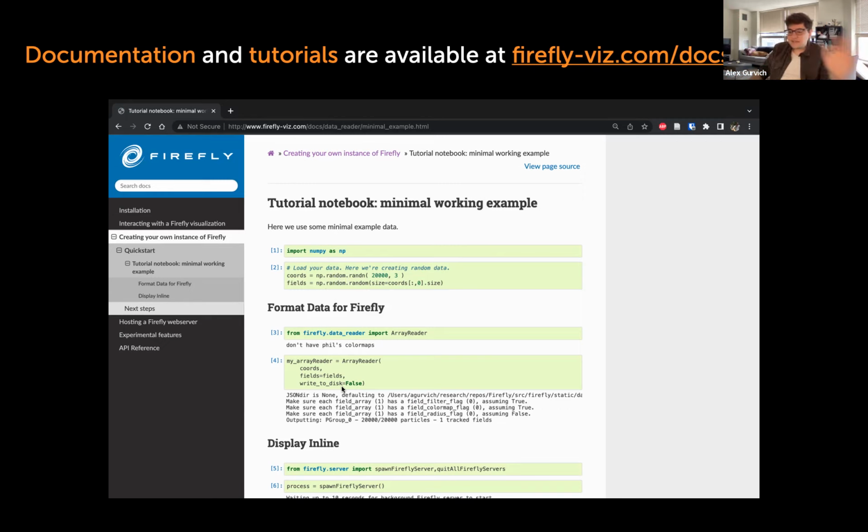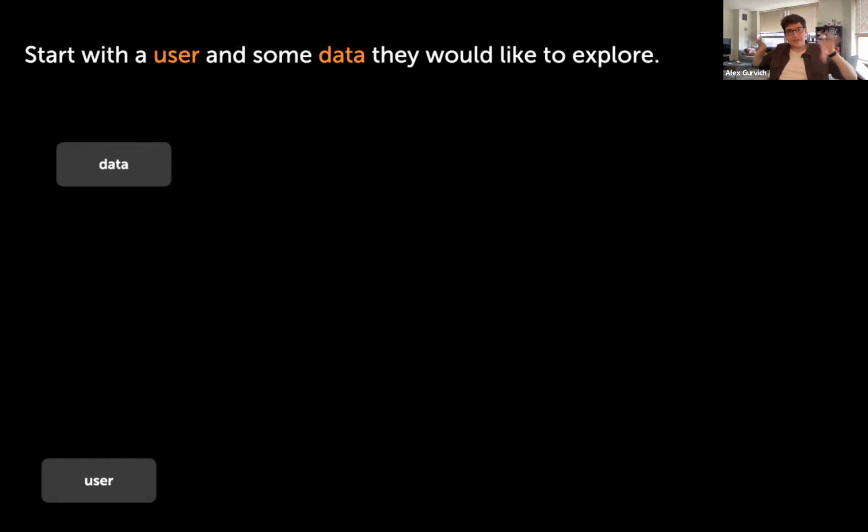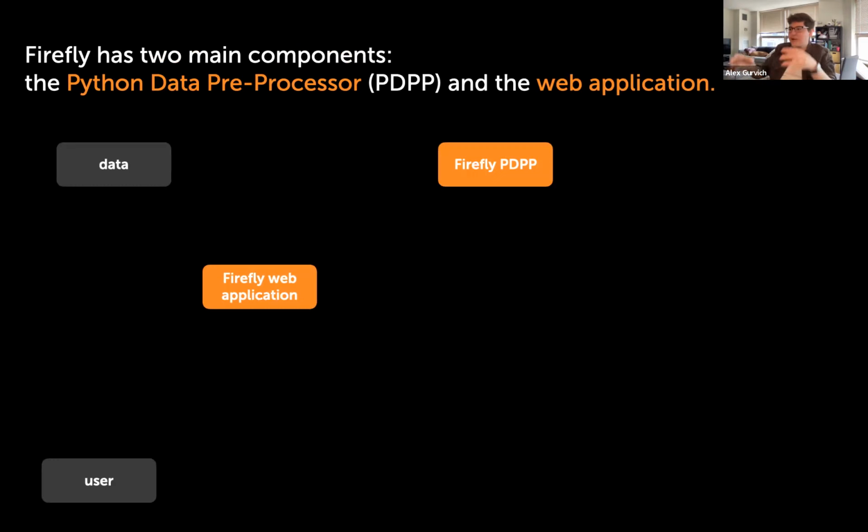Okay, so that's all I want to talk about in terms of what Firefly is and what its features are. I want to use the rest of the time to talk a little bit about how Firefly works under the hood. In particular, I want to draw a big picture of what a Firefly workflow looks like from start to finish. So in the beginning, there's a user and their data, they're in the void, and they would like to explore it. Firefly enters the equation with two different pieces.